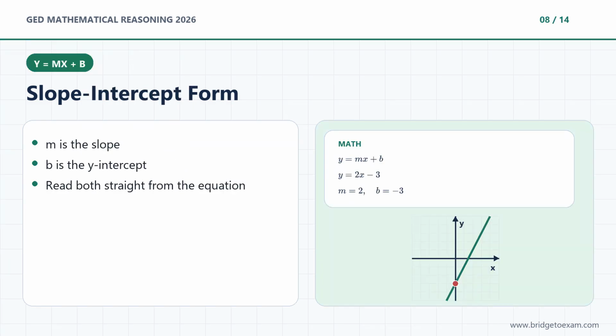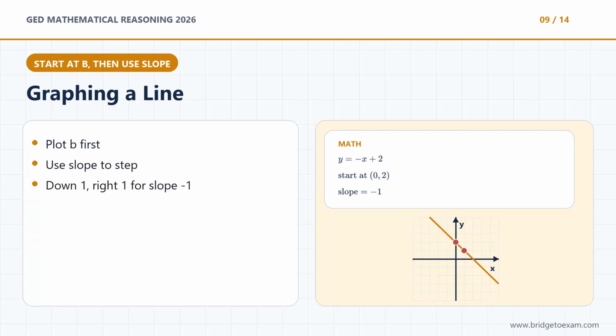The most useful form of a line is y = mx + b. Here, m is the slope and b is the y-intercept, the point where the line crosses the y-axis. Look at y = 2x - 3. The slope is 2 and the y-intercept is negative 3, so the line crosses the y-axis at the point (0, -3).